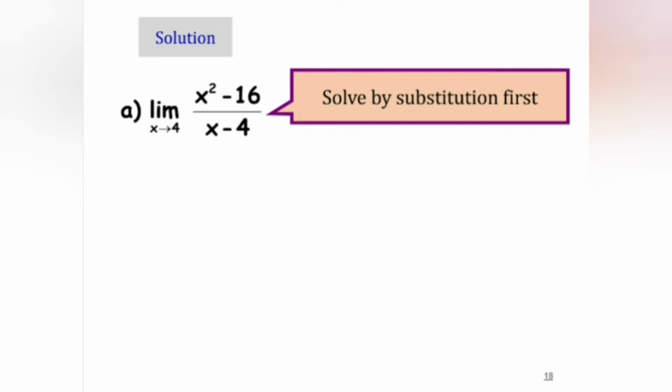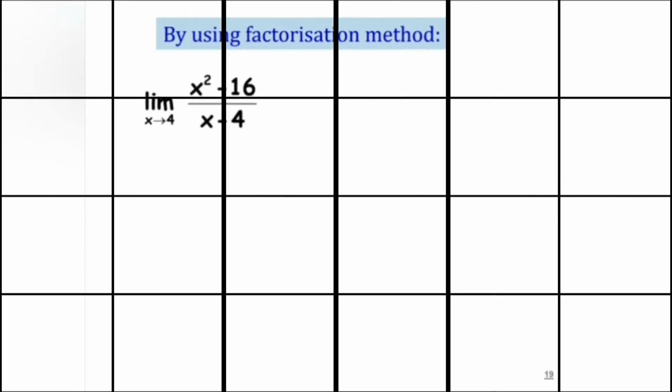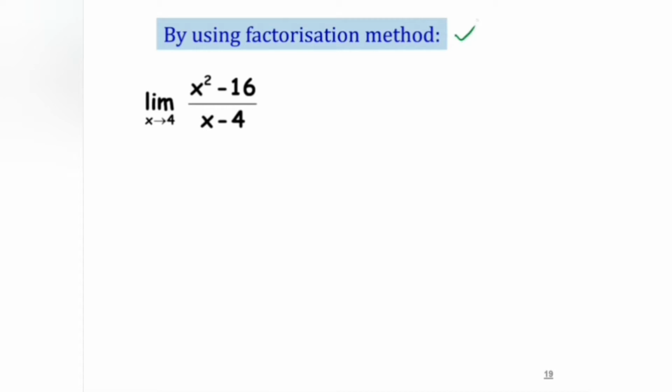Question 1, find limit of x squared minus 16 over x minus 4 as x approaches 4. Remember, for a limit question, the very first step, you must try to solve the question by substituting the value of x into the function, for which this question you will get 4 squared minus 16 over 4 minus 4 is 0 over 0, for which you can't solve it directly. Hence, to solve it, you must use the factorization method.